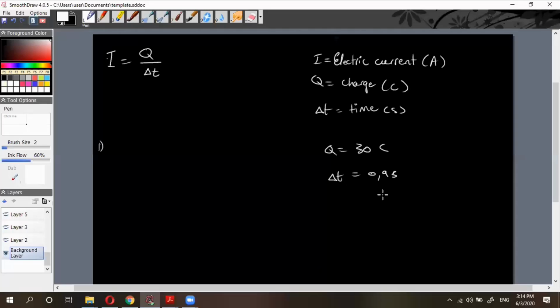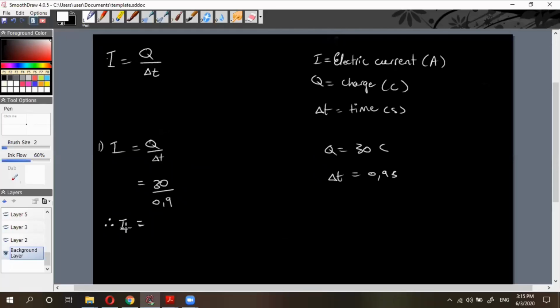We always start the question by writing down our formula: I is equal to Q divided by delta T. Q we know is 30. Time we know was 0.9 seconds. Everything that we need on this side of the equation is in the correct SI units. Charge is in coulombs, time is in seconds. So we can go ahead and perform this calculation. Alex mentioned that she has an answer.